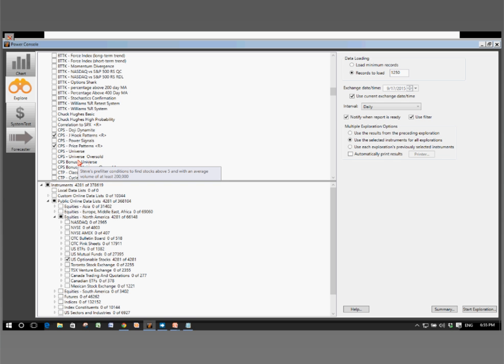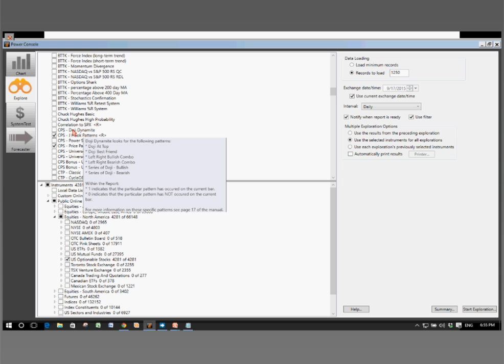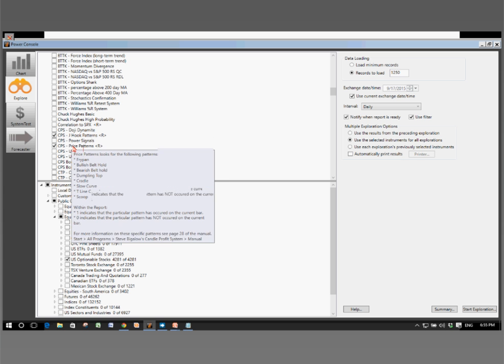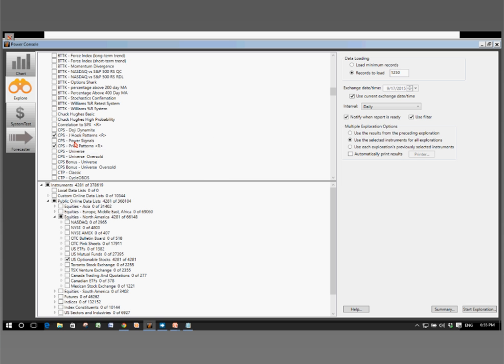One is designed to filter out stocks that fit a particular criteria: stocks that are above 5 with an average volume of at least 200,000. And then there's another bonus scan that you're going to get that's called stocks that are above 5 with an average volume that have a stochastics that are above 20, so they're oversold basically. The ones that we really want to focus on, we've broken up into categories. So there's a Doji Dynamite pattern, there's a JHook pattern, there's a price pattern, and there's the power signals.